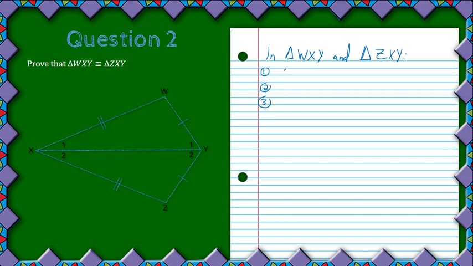So first of all, XW is equal to XZ, given, and WY is equal to YZ, given, and then XY is equal to XY, and that is because it's a common side, so I just write common. Therefore, triangle WXY is congruent to triangle ZXY. Once again, 3 sides that are equal.